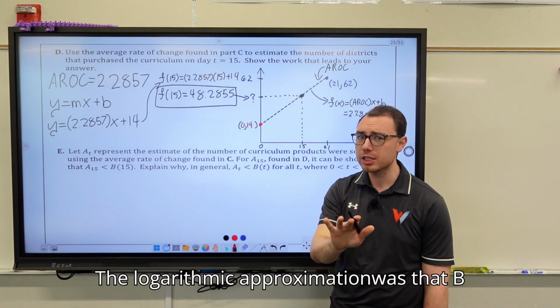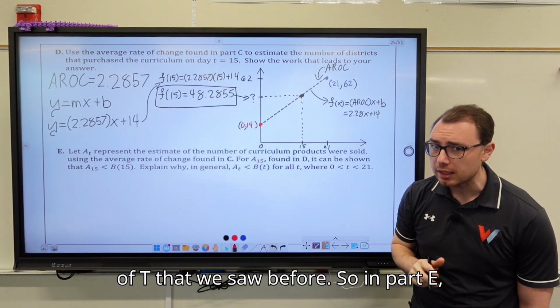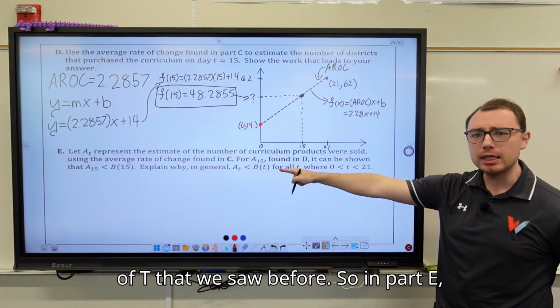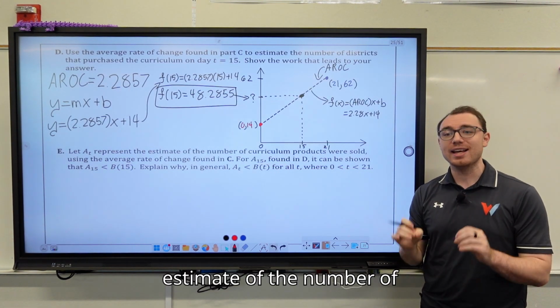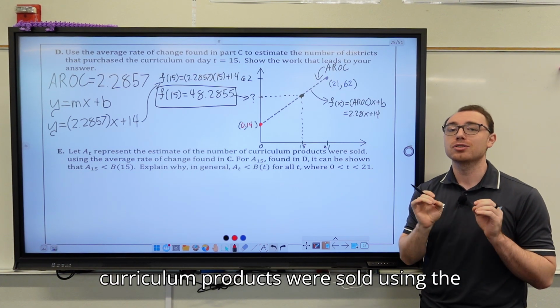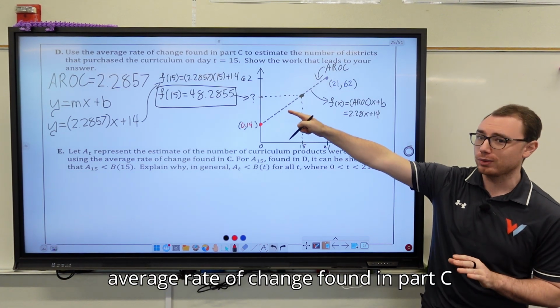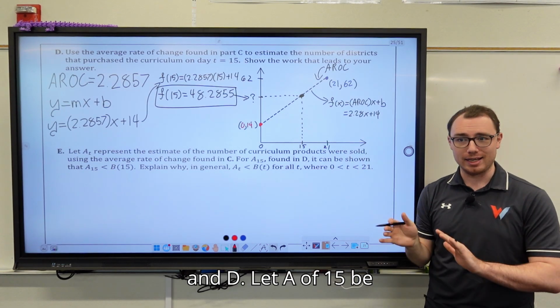The logarithmic approximation was that b of t that we solved before. So in part E, let a of t represent the estimate of the number of curriculum products sold using the average rate of change found in parts C and D.